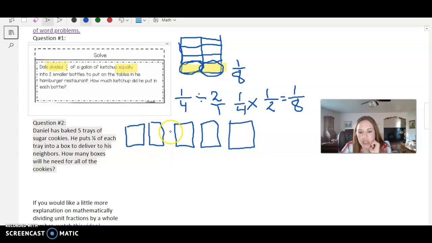Okay, they're equal trays, even though my squares are a little off, they should all be equal. And all the trays have the same amount of cookies on them. And we're going to put 1/4 of each tray into a box. So let's go ahead and show that each tray is getting divided up into fourths.